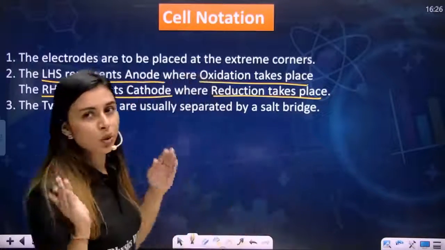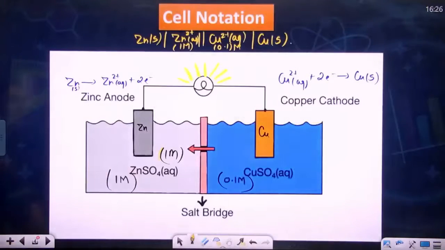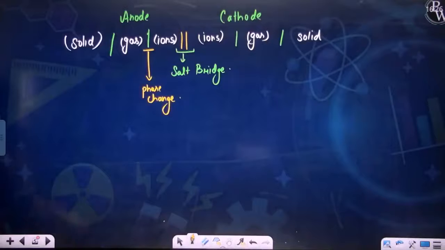These are the rules. If you want to write, you can pause the video and write yourself. I'll just show you whatever we have discussed till now. Pause the video, write it.